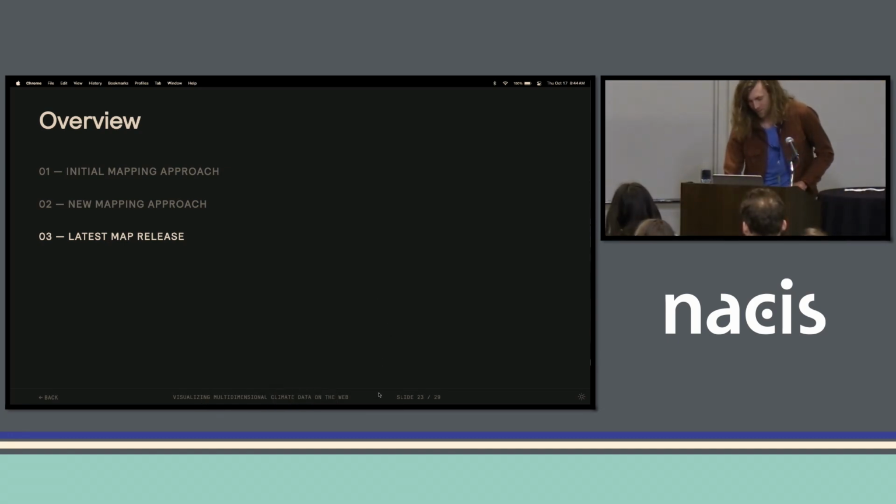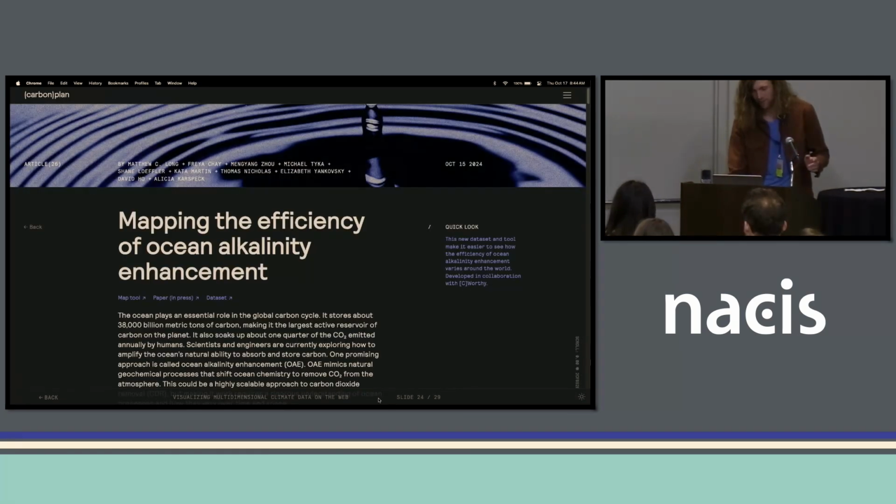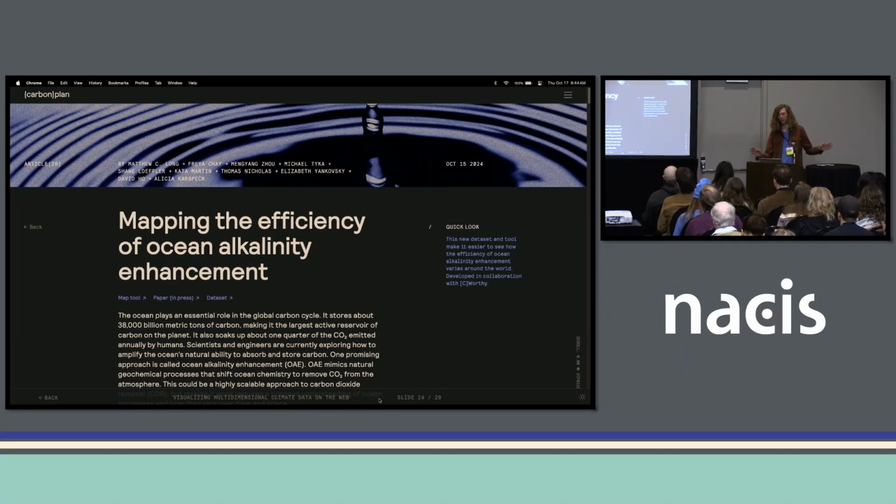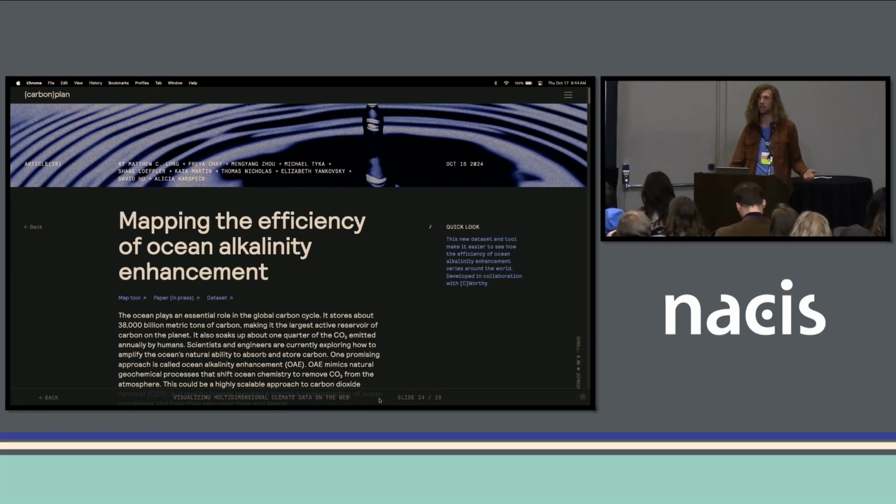Cool. So yeah, this new map just came out on Tuesday, and I'm pretty excited about it. It hopefully showcases a lot of what Kata just showed you, the power of this tooling we built. So this is looking at an ocean alkalinity enhancement potential solution to some carbon drawdown that is becoming more and more looked at, but there's not a lot of transparency in data or a lot of work that's gone into looking at how we can monitor or understand how that system would work.